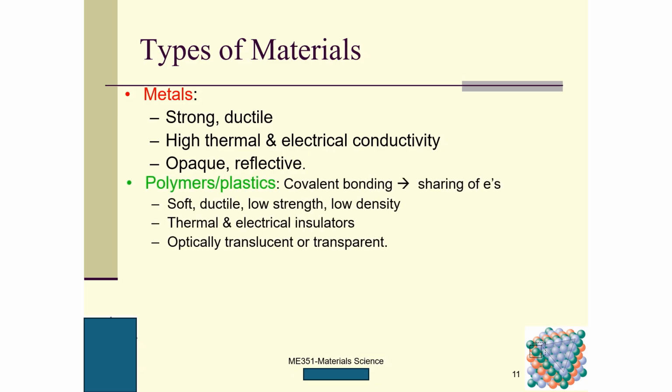The second category is polymers and plastics. In polymers and plastics, we have covalent bonding. Covalent bonding means that different atoms share electrons. So these kinds of materials are usually soft, ductile, low strength, low density, and also thermal and electrical insulators, and they are optically translucent or transparent.